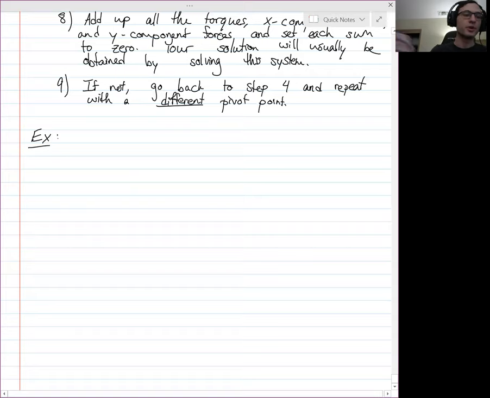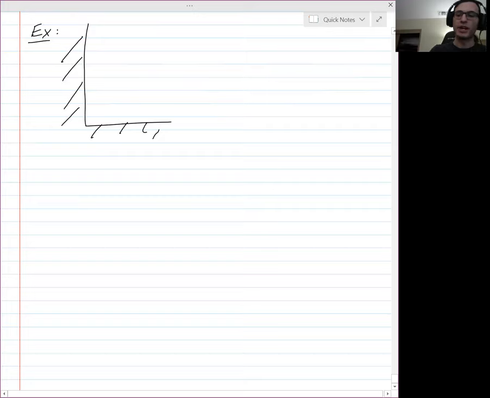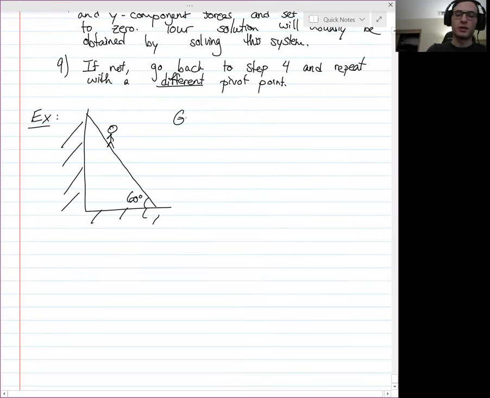So the example that we're going to talk about is we have a guy on a ladder. This ladder forms a 60 degree angle, and we have our person standing three-quarters of the way up the ladder. So the guy is 75% of the way up the ladder.